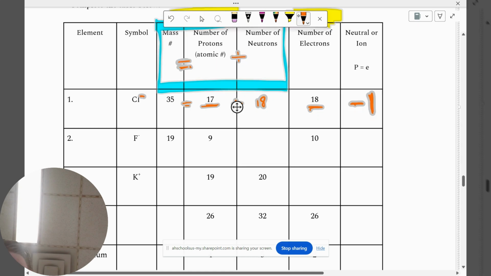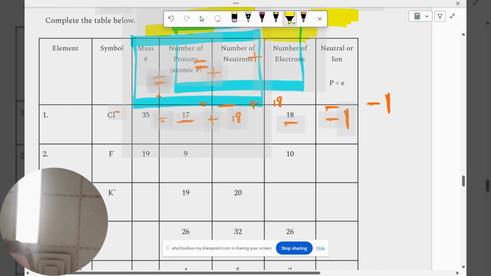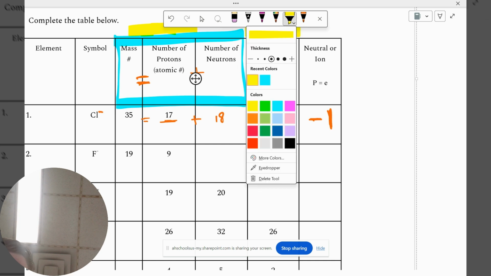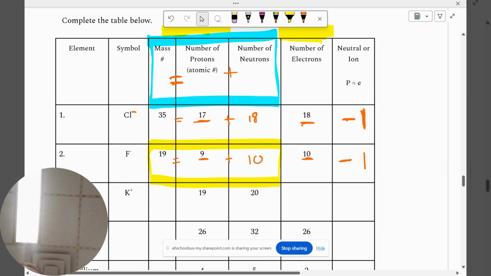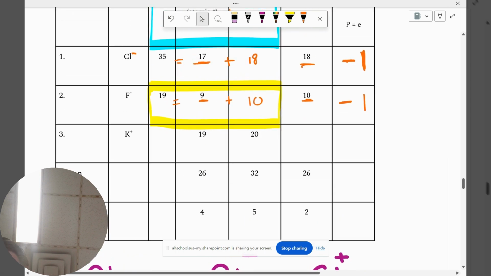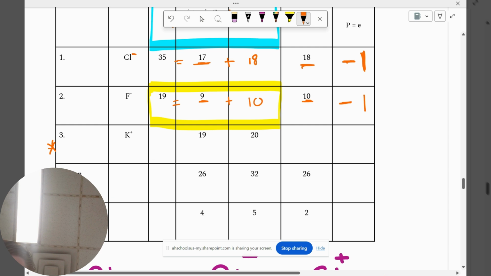Let's do another one. Mass first, right? 19 is equal to 9 plus what is going to give me a 19? 10. Yep. 10 electrons, 9 positives. Same thing. Minus 1. See if you can do the next 3.